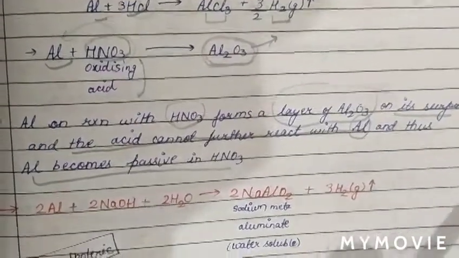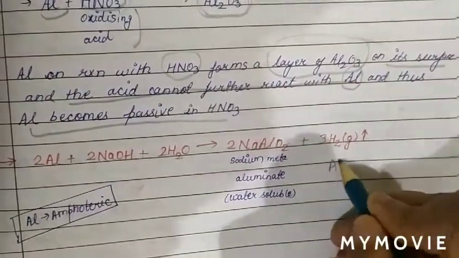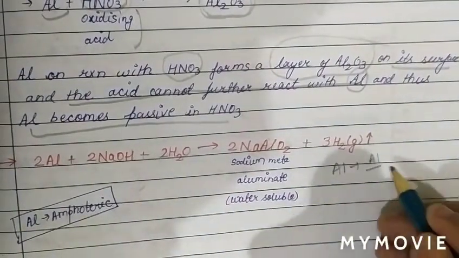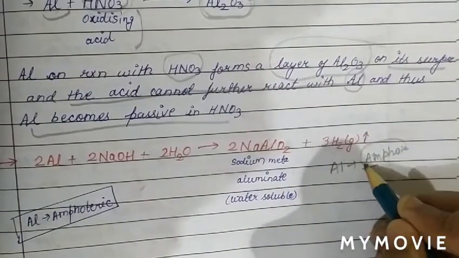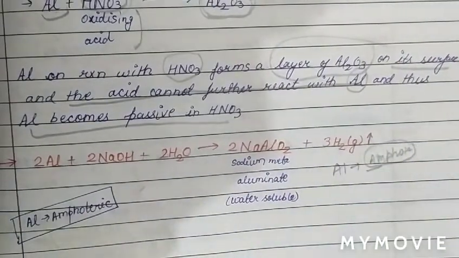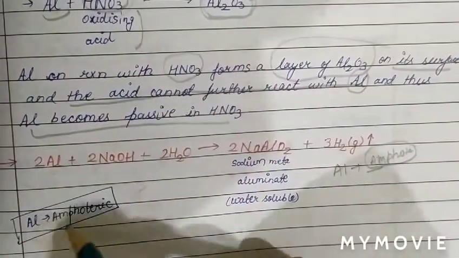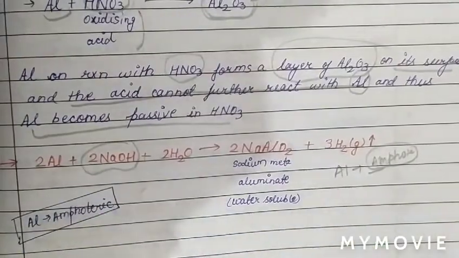See another reaction. As we know, aluminium is amphoteric in nature. So due to amphoteric nature, and we know amphoteric substances are those which react with acid as well as base. Aluminium we have seen reacted with acid. Now aluminium is reacting with base because aluminium is amphoteric in nature.